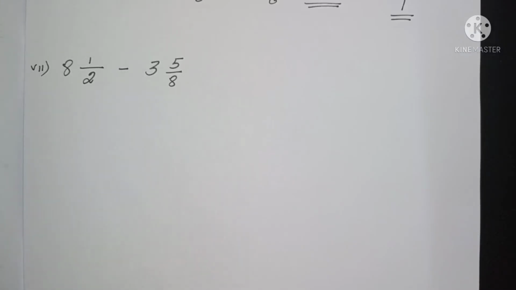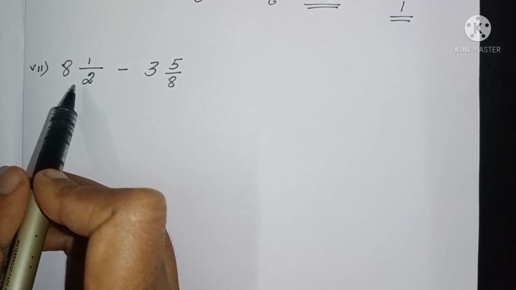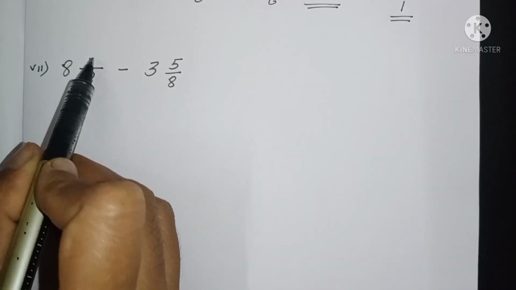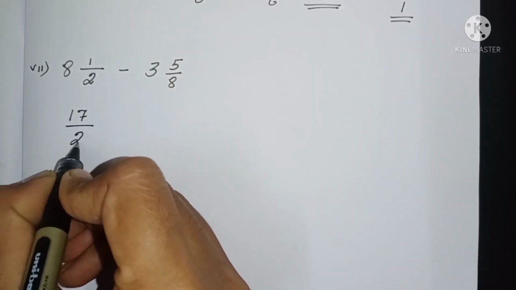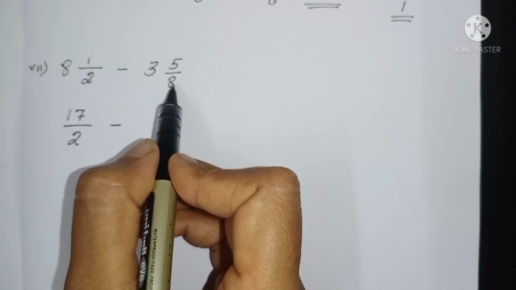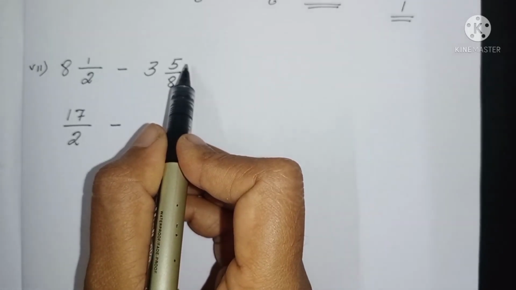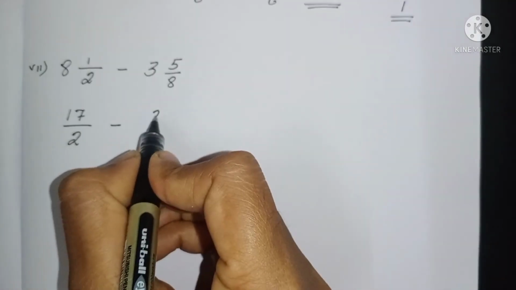Seventh question. 8 1 by 2 minus 3 5 by 8. First we have to convert these mixed fractions to improper fractions, that is 8 2s are 16. 16 plus 1 is 17. 17 by 2 minus 8 3s are 24. 24 plus 5, that is 29.